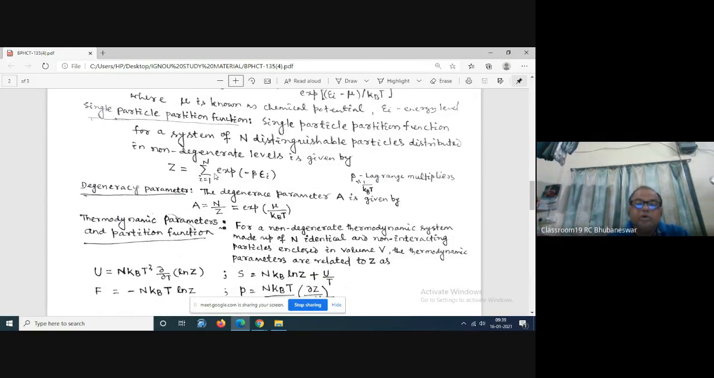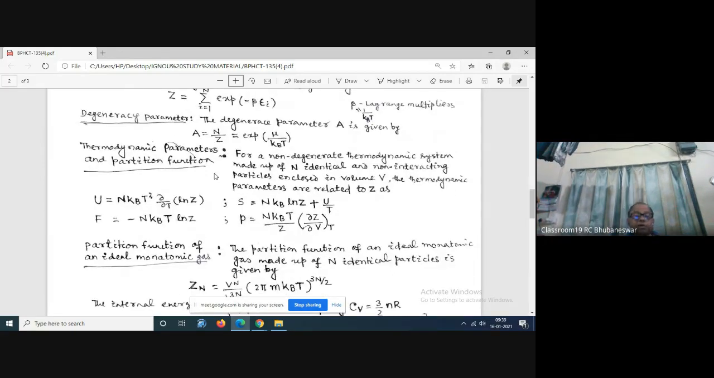Now see the thermodynamic parameters: U is the internal energy, S is the entropy, P is the pressure, and F is the Helmholtz free energy. All these parameters are connected to the partition function Z.